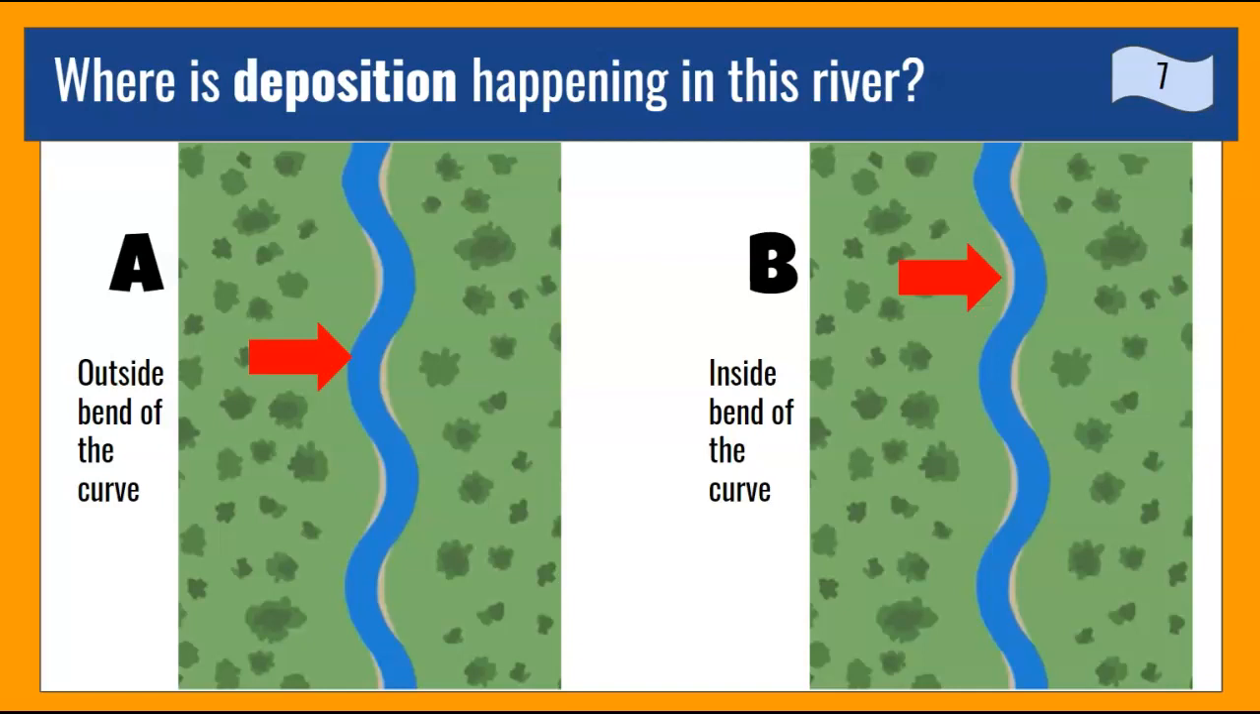Where is deposition happening in this river? Your answer should be the opposite of what you had for the erosion answer. So does deposition occur outside the bend of the curve or inside the bend of the curve?